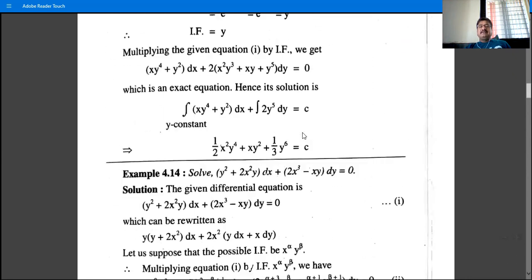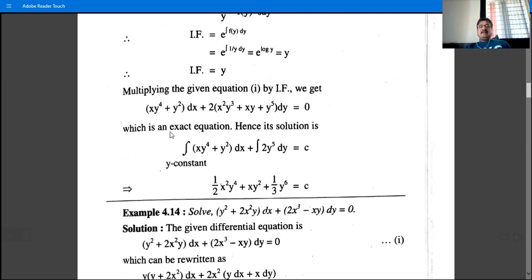So after multiplying that, we have this, and now this is an exact differential equation. No need to check whether the derivative of M with respect to y is equal to the derivative of N with respect to x. This procedure indicates that after multiplying by the integrating factor, the given equation is reduced to an exact differential equation.